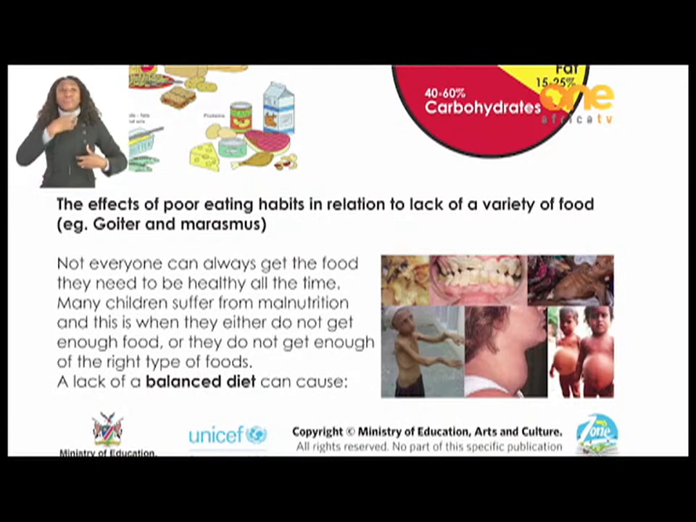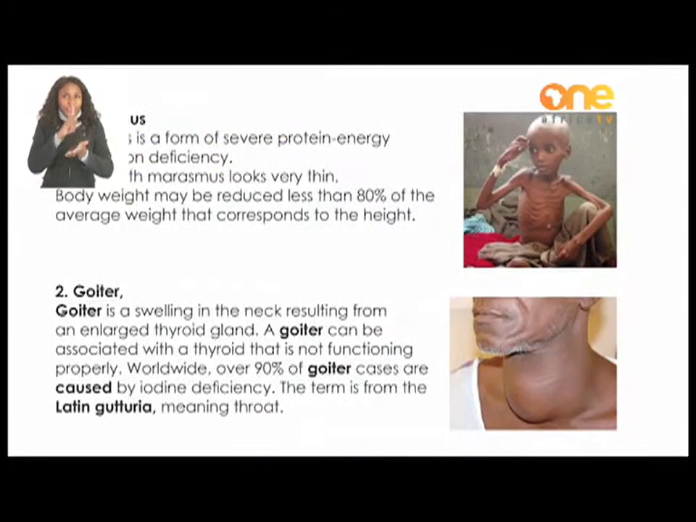Now let's move to page 18. As I mentioned earlier from the previous page, marasmus is one of the diseases. So let's look at marasmus. What is it and what causes it? Marasmus is severe protein and energy malnutrition deficiency. So this is a disease that you will suffer from if you don't have food that contains protein. Malnutrition deficiency, what are the symptoms?